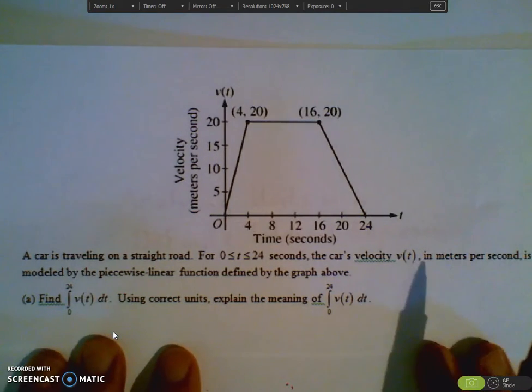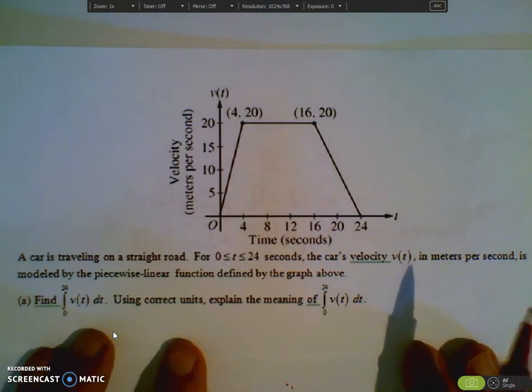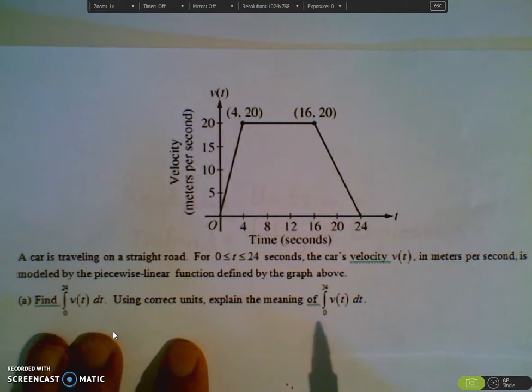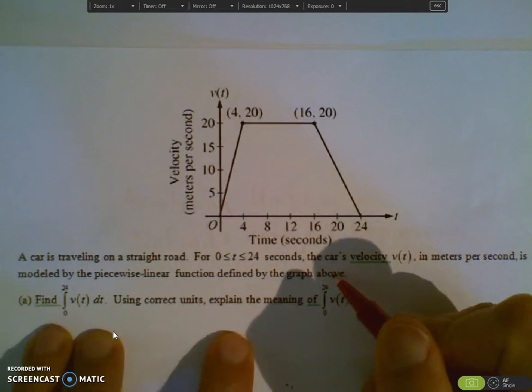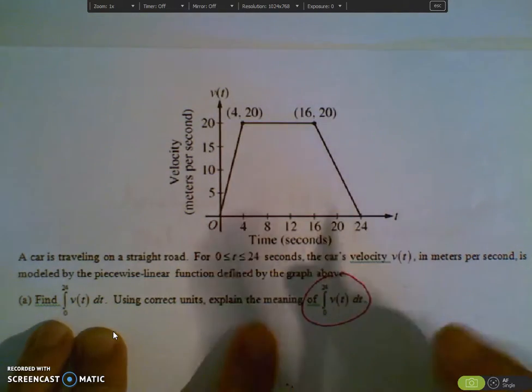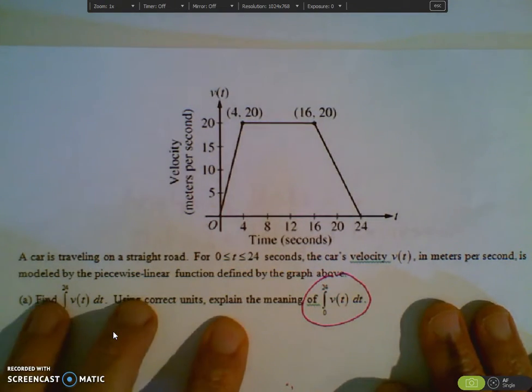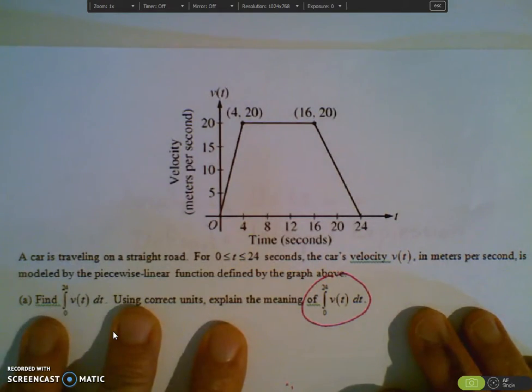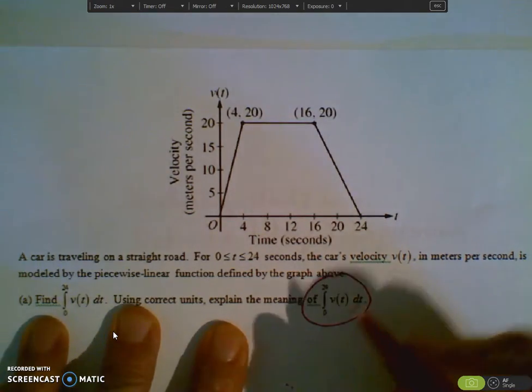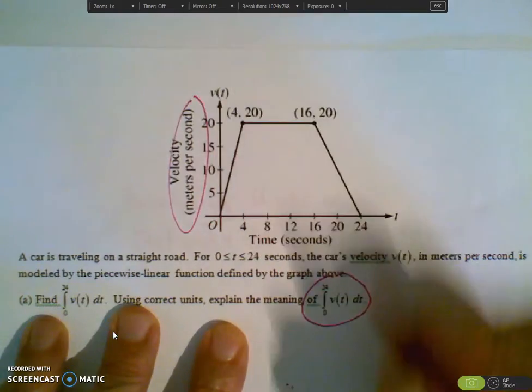We've got a car traveling on a straight road, and this graph is showing us the velocity, v of t, in meters per second. We're asked to explain the meaning of this definite integral. And one of the ways to figure out the meaning of a definite integral is to attach units to the different parts. So the velocity here is measured in meters per second.